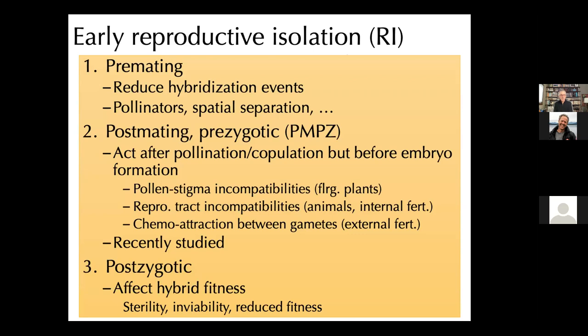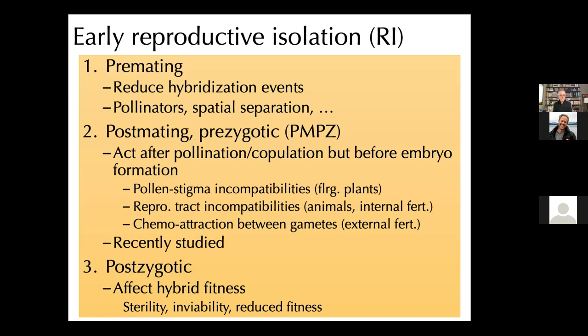There's a type of reproductive isolation that's gaining more interest now, and that's post-mating but pre-zygotic. And so this acts after copulation or after pollination, but before embryos are formed. This can happen in flowering plants, say, by pollen-stigma incompatibilities. It can happen in the reproductive tract of animals with internal fertilization. And in animals or other organisms, protists with external fertilization, it can involve some sort of chemical attraction between gametes.